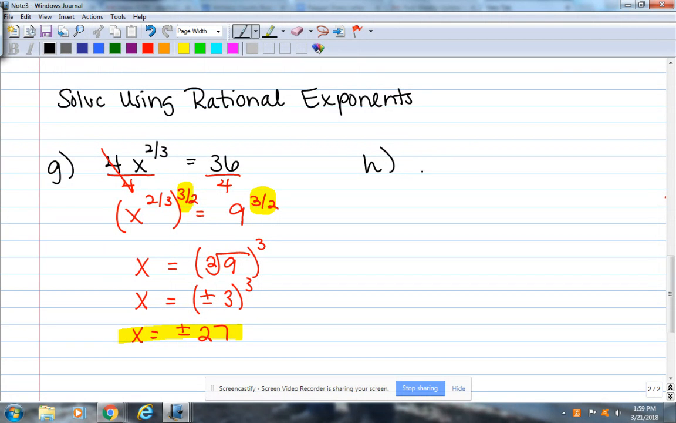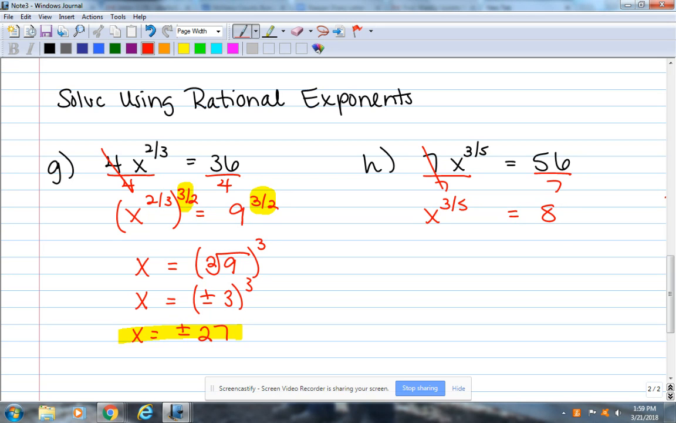All right, this next one. 7x to the 3/5 power equals 56. First we need to get the x by itself. So how do you think we're going to do that? Divide by 7. So that's going to be x to the 3/5 power equals what? 8. Everybody with me so far? I just divided both sides by 7.